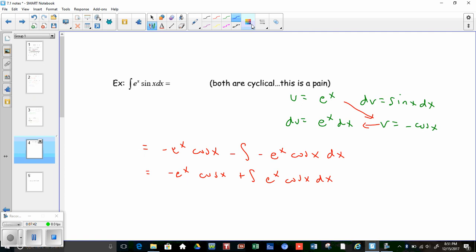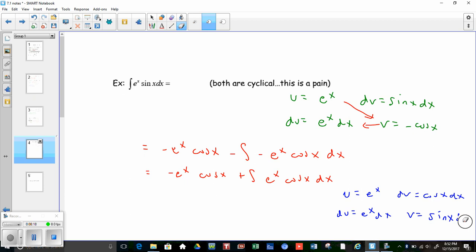So, it should follow the same basic idea. U is once again going to be e to the x. And that means dv is everything left, which is cosine x dx. So du is e to the x dx. Antiderivative over here, v, is going to be sine x. Oops, no dx. Took the antiderivative, dx is gone.